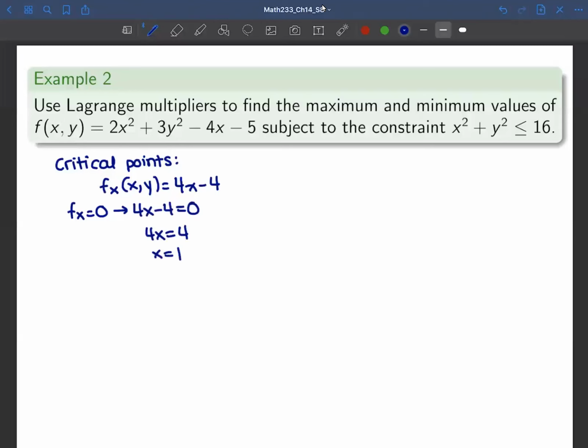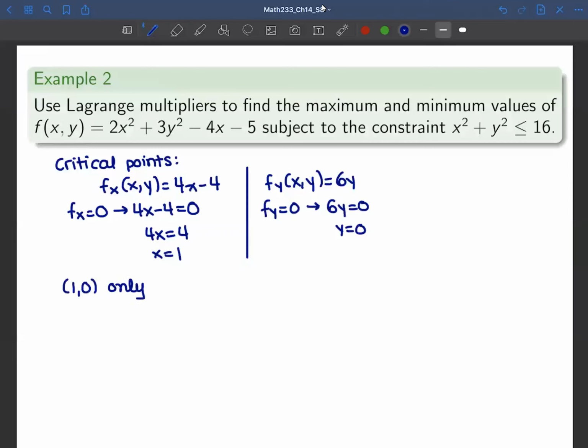Let's check what happens with fy. In this case, fy(x, y) will be equal to just 6y. So setting fy equal to 0 gives that 6y = 0, which means that y = 0. So the point (1, 0) is the only critical point.